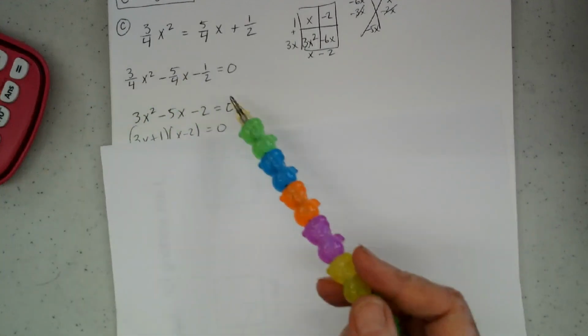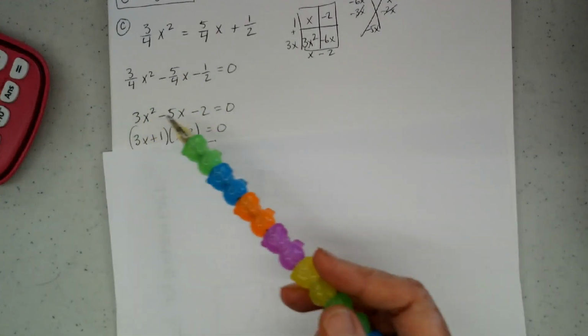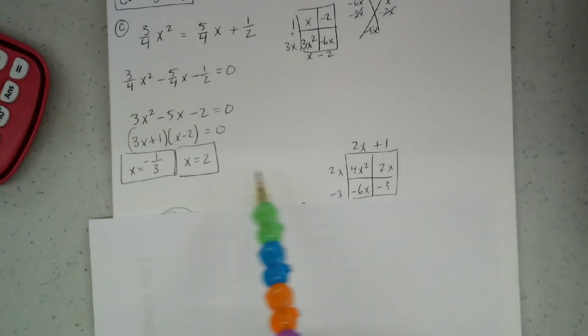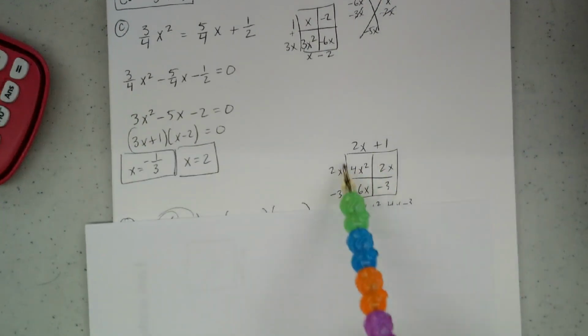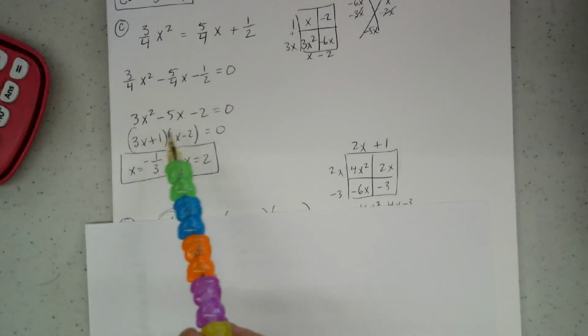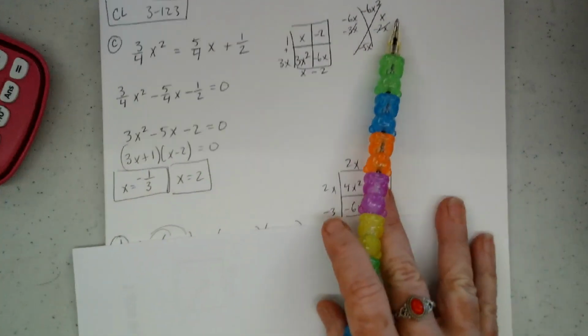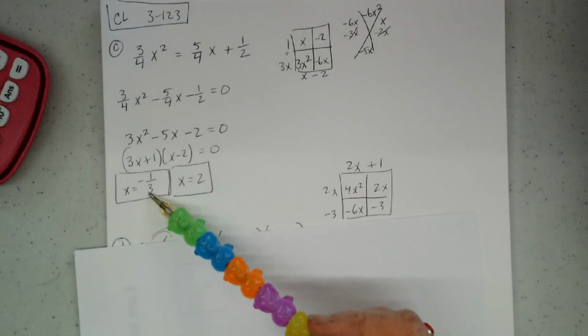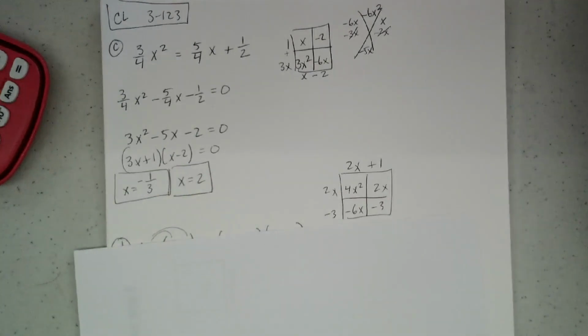I multiplied by 4, and then I end up with a nice little quadratic, and I thought I would factor my quadratic. I factored it up here, and I got these as my answers.